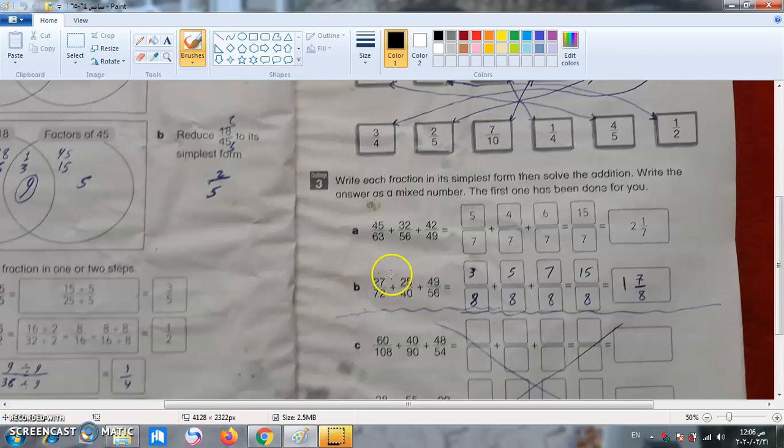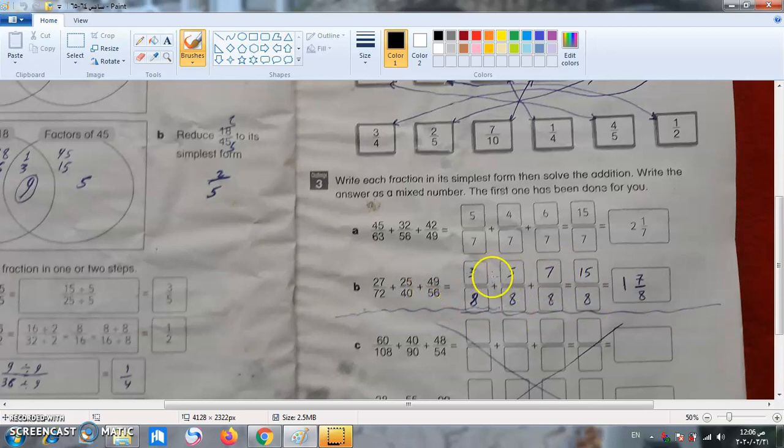27 over 72, when we divide by 9, it will be 3 over 8. And here 25 over 40, if we divide by 5, we will find 5 over 8. And here 49 over 56, we will divide by 7, so it will be 7 over 8.